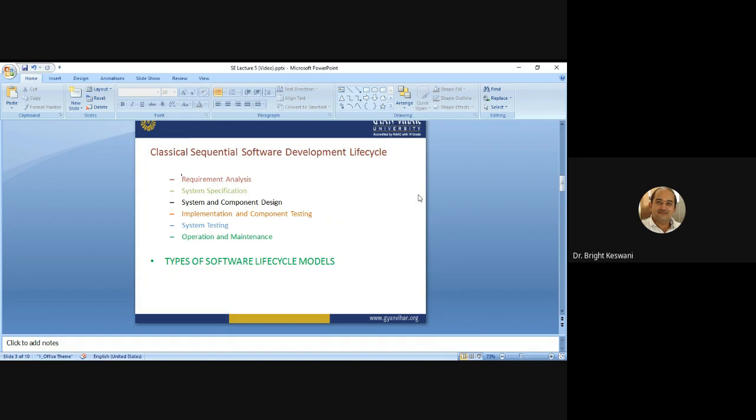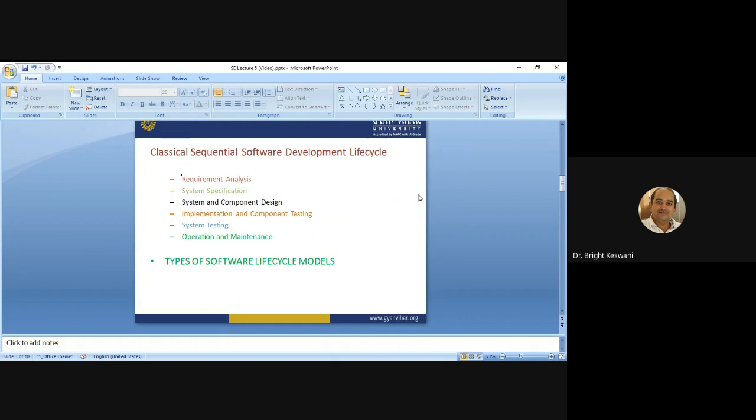Now what are the outcomes of this phase? There are several outcomes of this phase, like you can get the description of the logical data model, the description of the system architecture, the description of the algorithm structure of the system component, and lastly, documentation of the design decisions. These are the outcomes of the system and component design phase.